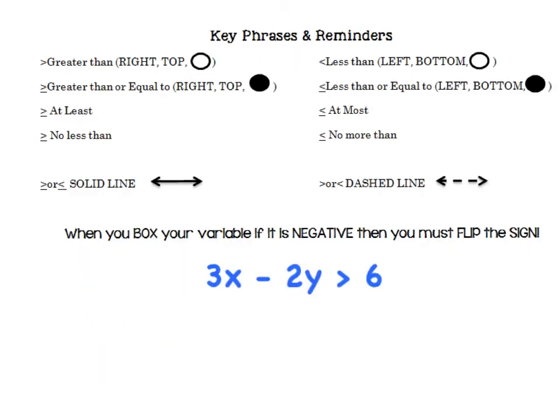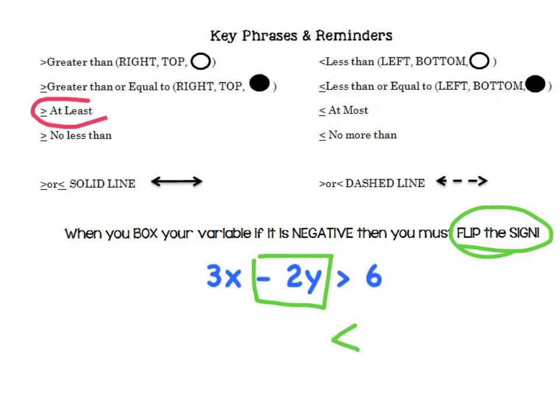Here are some key phrases and reminders, so make sure you read through them. Just wanted to remind you again that when you box your variable, if it's negative, then you have to make sure that you flip that sign the opposite direction. So take some time, read through it. I'm going to put your focus on these two words because you're going to see them quite a bit, so you've got to make sure that you know the difference.